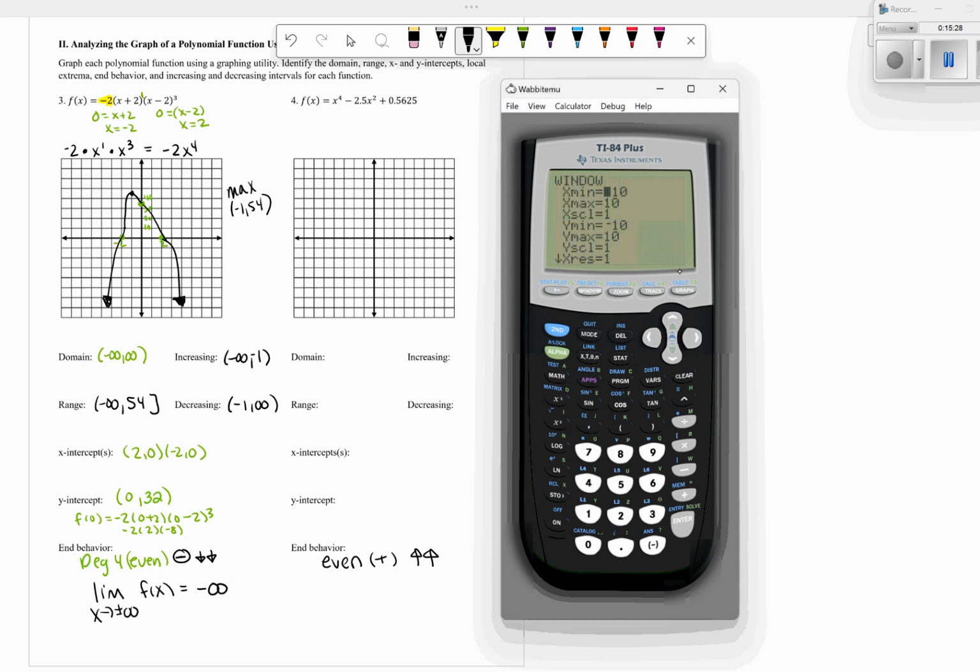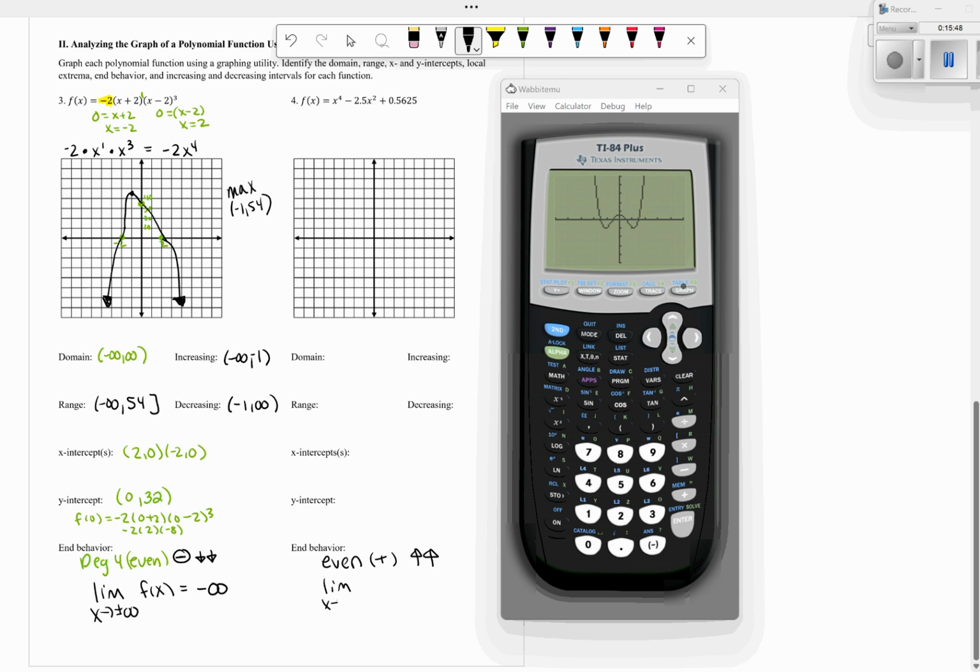So I'm going to change my window to zoom in a little bit. So maybe I'm going to do -5 for my x's and also for my y's. I'm just changing my window and then I'm going to hit graph so I can see a little bit better, so I can actually see it is crossing through there. So let's go ahead and write our end behavior. The limit as x approaches plus or minus infinity for our function f of x is going towards positive infinity. So then we know the domain of this is always going to be all real numbers, as it's a polynomial function.